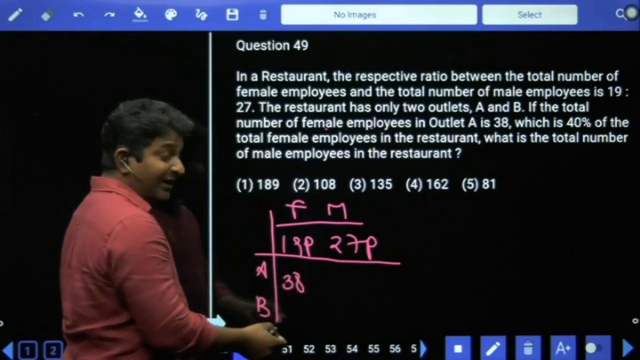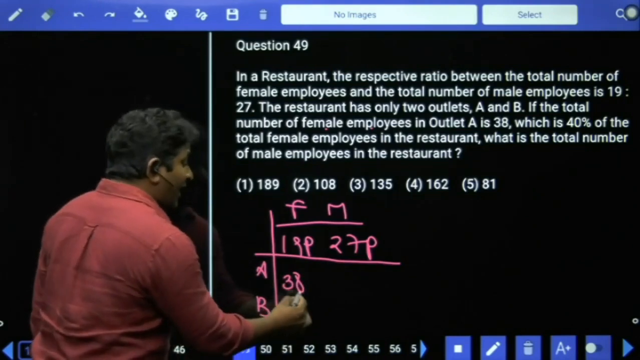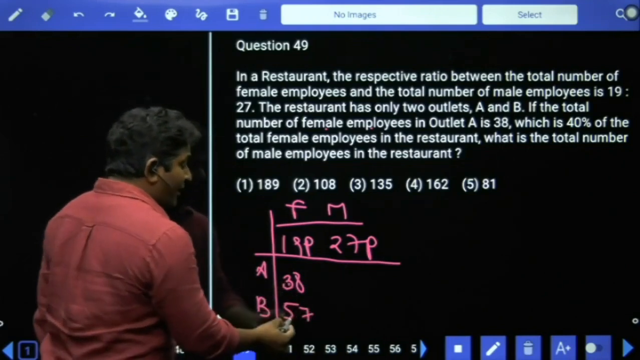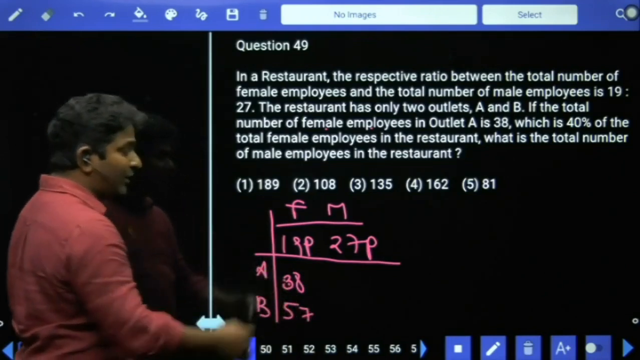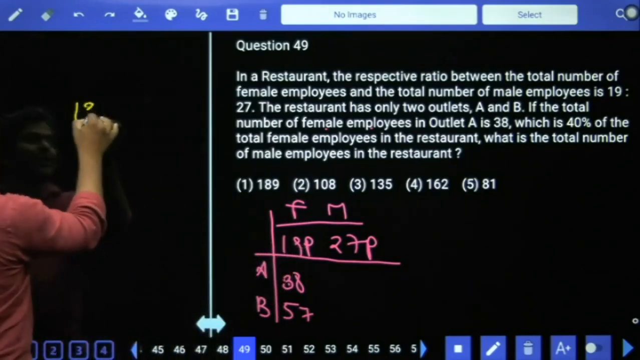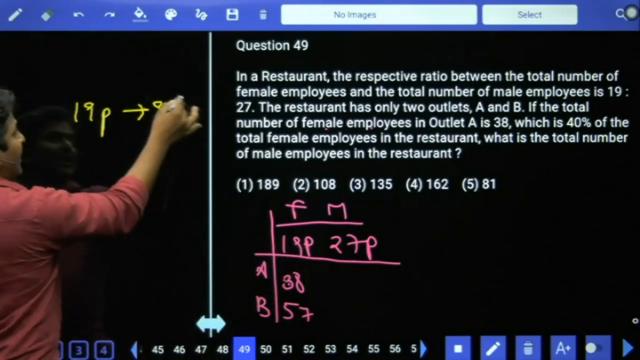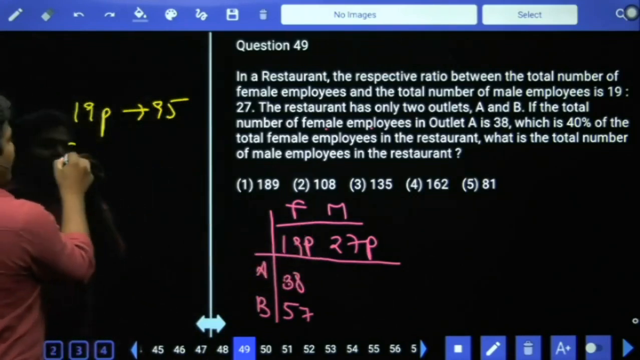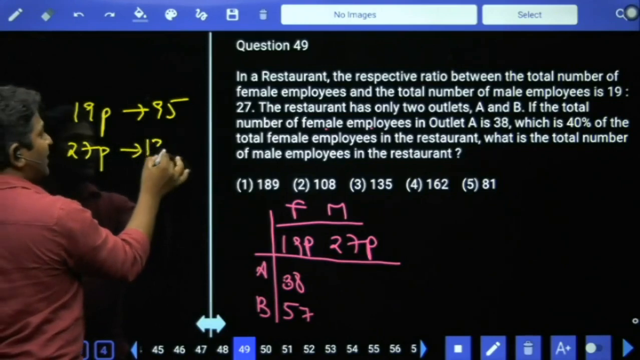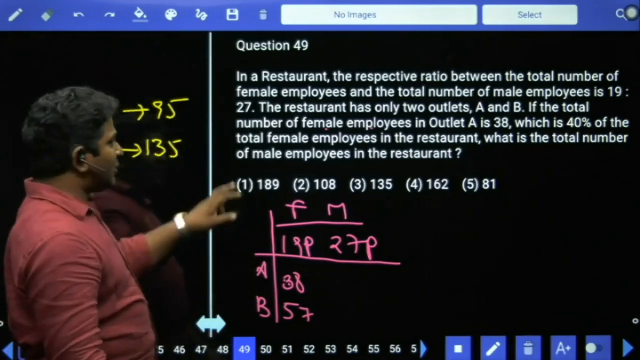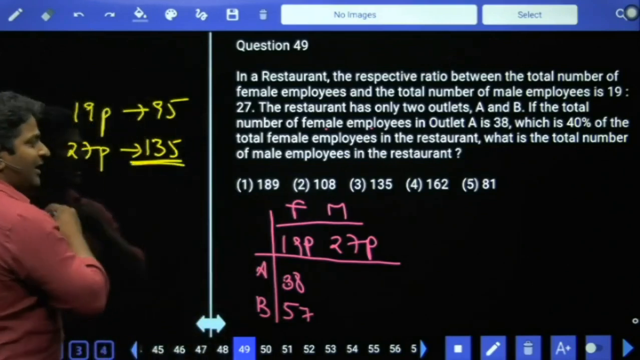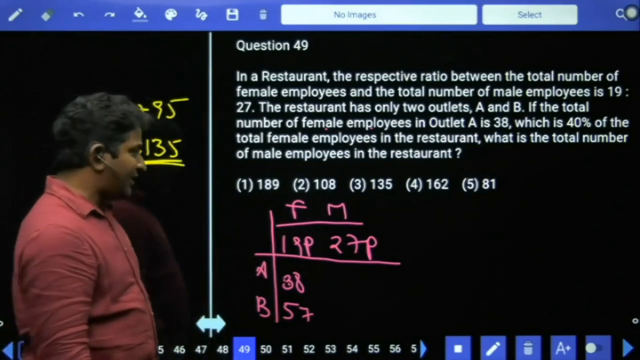40% is given, and to calculate 60%, 40% plus half of 40 you should add. 38, half of 38 is 19. When you add 38 and 19, you will get 57. Sum of both the numbers is equal to 95. If 19 parts is equal to 95, 19 times 5, then 27 parts is equal to 27 times 5, which is 135. Now, what is the total number of male employees in the restaurant? Male employees in the restaurant, 135. Third option is our answer.